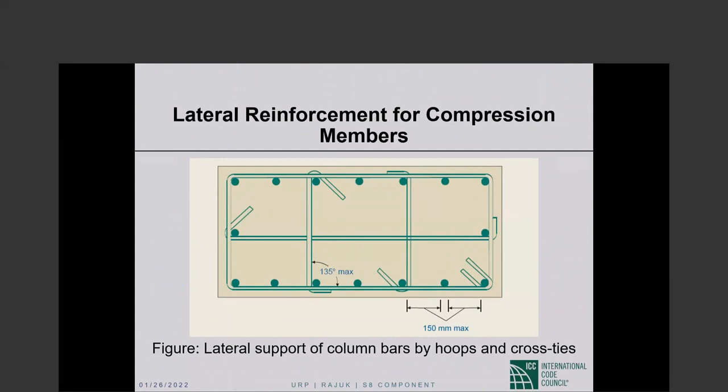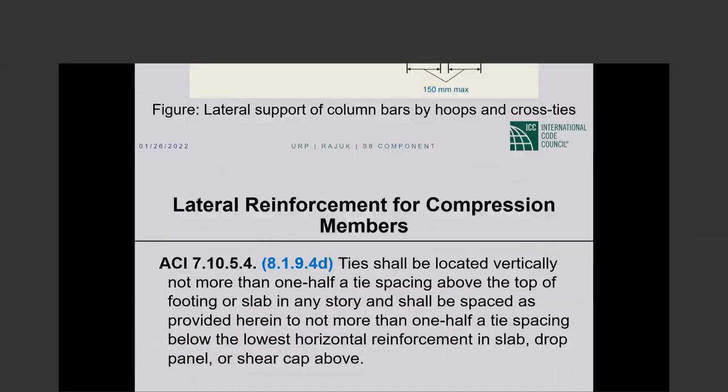Okay. So when we talk about a column cage or column transverse reinforcement, this is what it looks like. Every other bar shall be laterally supported by a corner of a tie or a cross tie, and the maximum clear spacing between a supported bar and an unsupported bar is 6 inches or 150 millimeters.